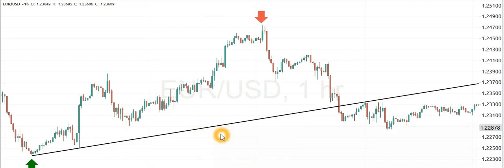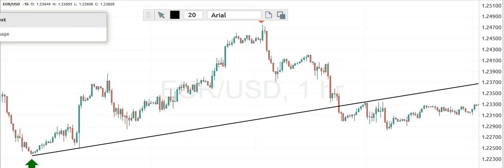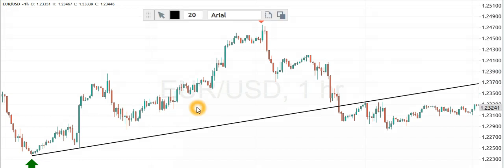I'm going to extend it. This trend line is referred to as your long-term trend line. So this trend line will be your long-term trend line.